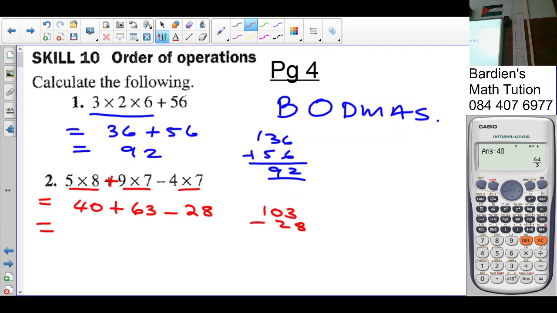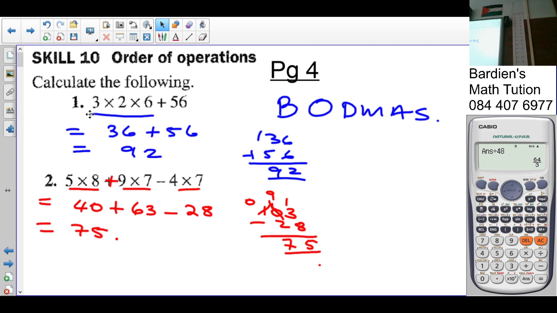Minus 28. So 3 minus 8. There's nothing to borrow from the 0, I take from the 1. That becomes a 10. I take 1 away from that, it now becomes a 9, and that becomes a 13. 13 minus 8 is 5. 9 minus 2 is? So the answer is? Who got that one right? Nice.